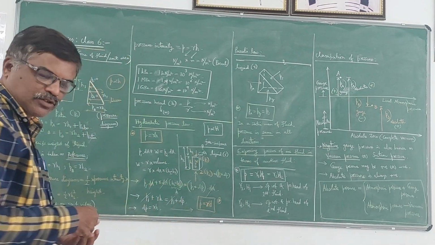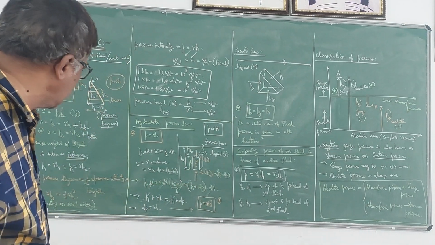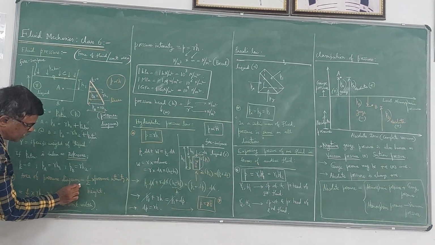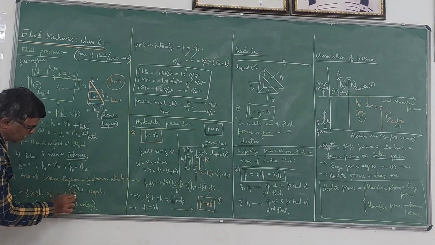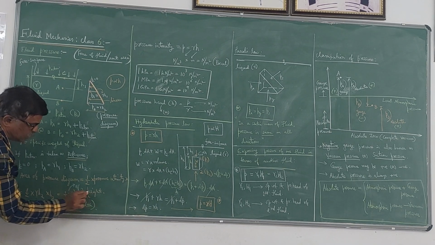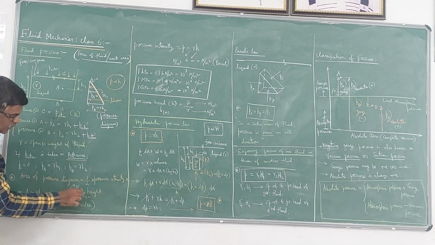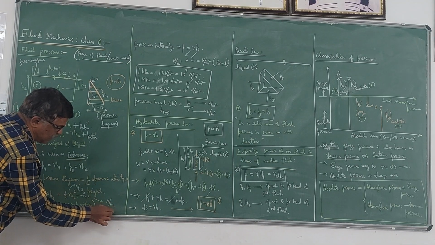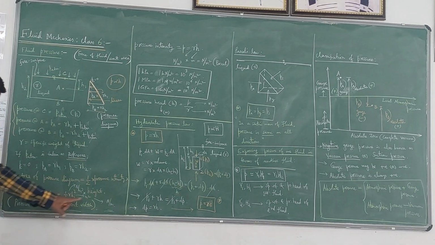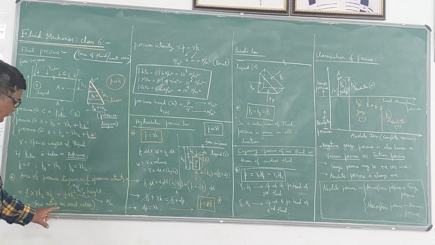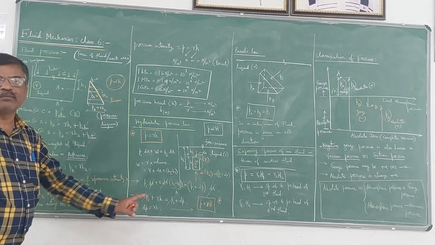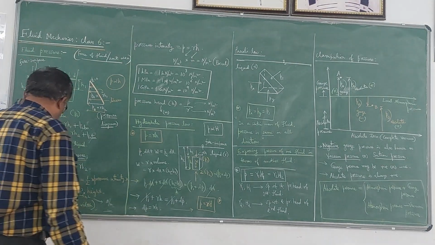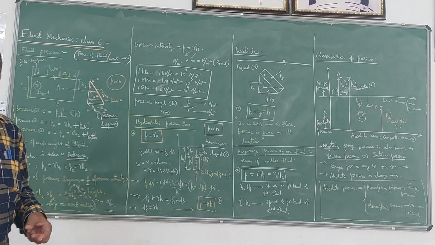To understand the units, we can see that gamma is expressed in Newton per meter cube, whereas H2 square is in meter square. If you multiply these two, you are going to get Newton per meter. That is why it is called the pressure force, that is in newtons, acting on unit width, that is per meter. So the area of the pressure diagram gives the pressure force acting on unit width.